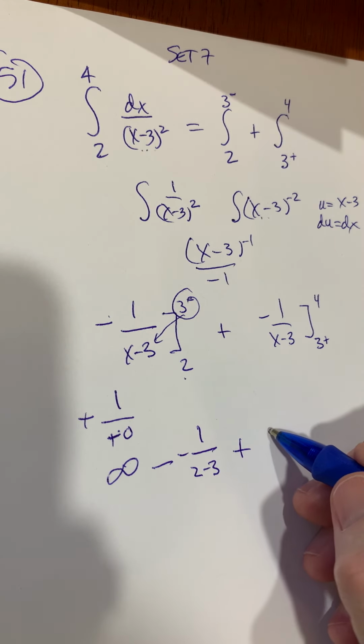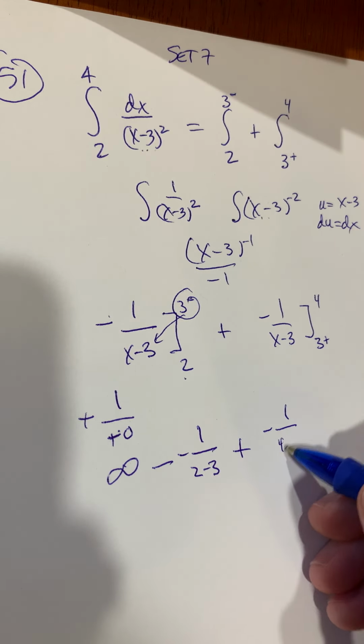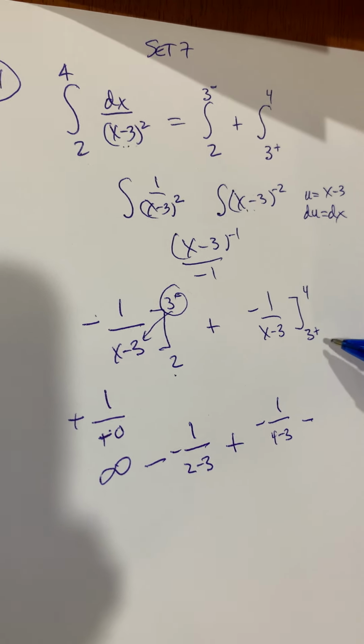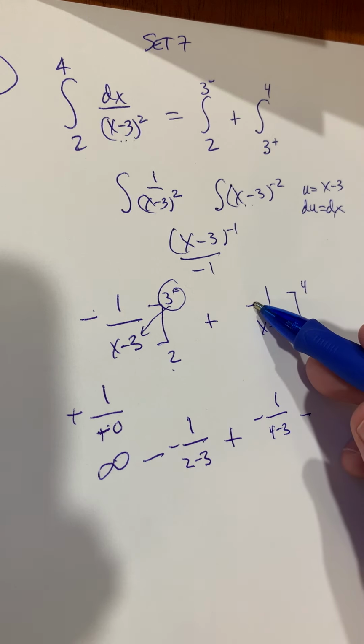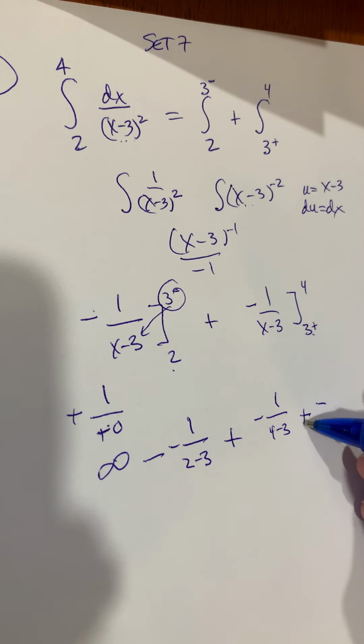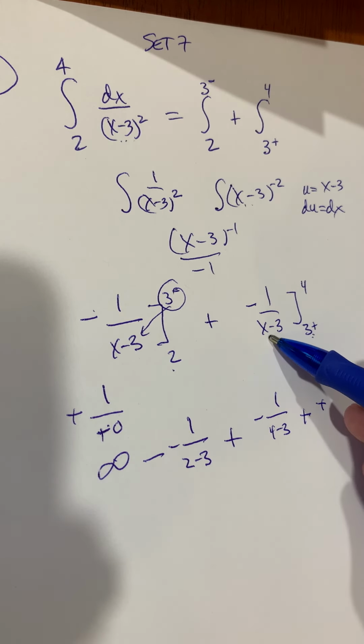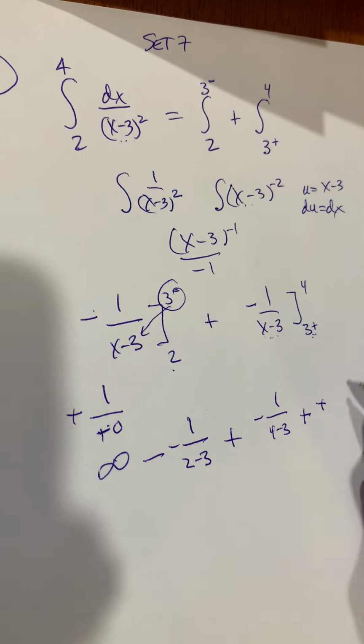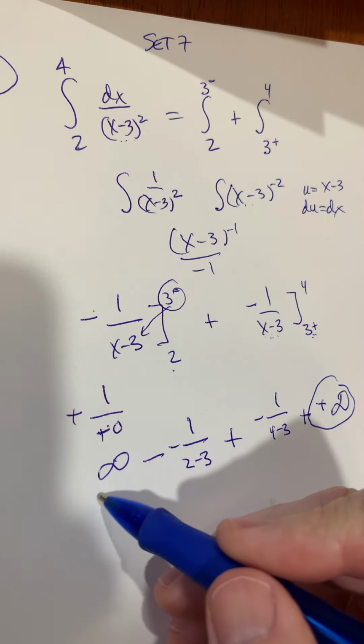Plus, over here, we got negative 1 over 4 minus 3, minus, real careful with all these minus signs. Now we got the same issue going on here. We got another minus from here, minus, those are going to cancel. 3 from the right this time, so it's 3 minus 3, still at 0, but it's bigger than 3, so it's positive. So it's another infinity. So notice I got a positive infinity here. I got a positive infinity here.